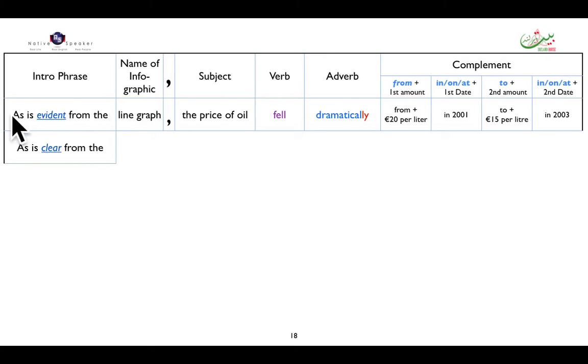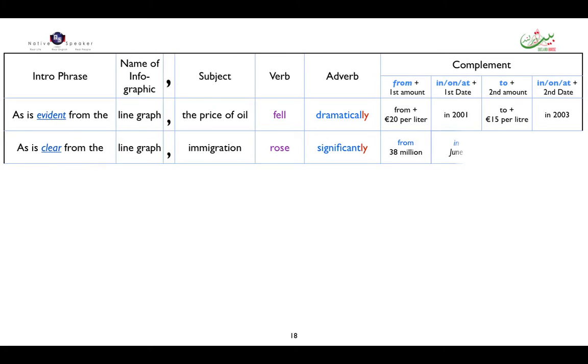Another intro phrase, instead of evident, you can say as is clear from the line graph, comma, immigration rose significantly from 38 million in June to 42 million in July. Rise, rose, risen. Rising, that's a go up verb. Fall, fell, fallen, falling, that's a go down verb. And here we have one of our most favorite words, significantly. So we've gone from the adjective significant, and it's wearing its high heels and lipstick. Now it's significantly. So we need an adverb to describe the verb. So immigration rose significantly. Good.